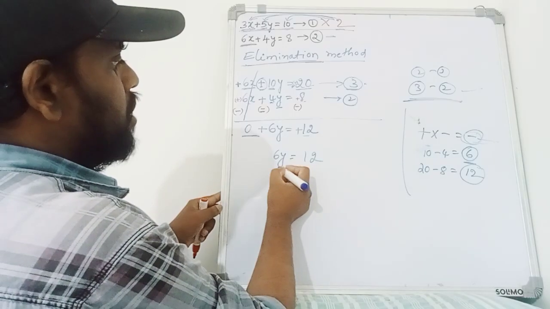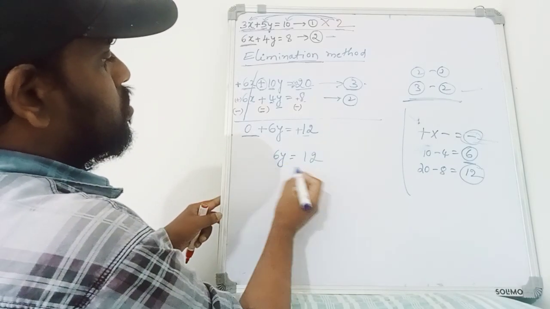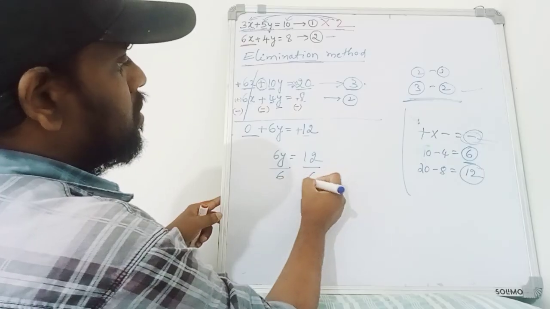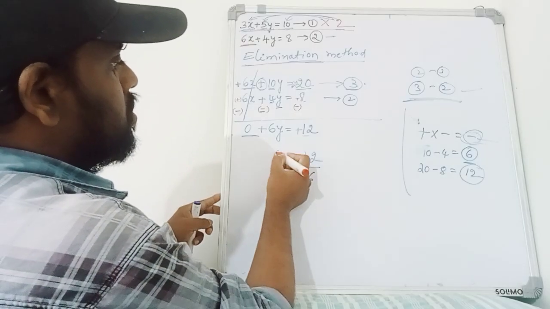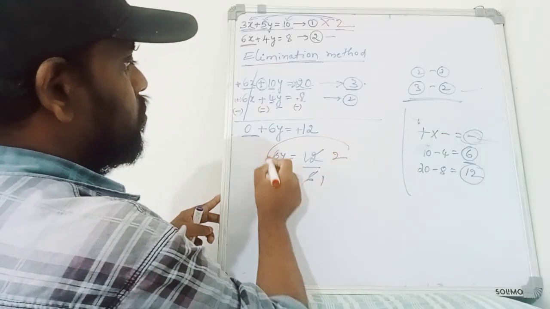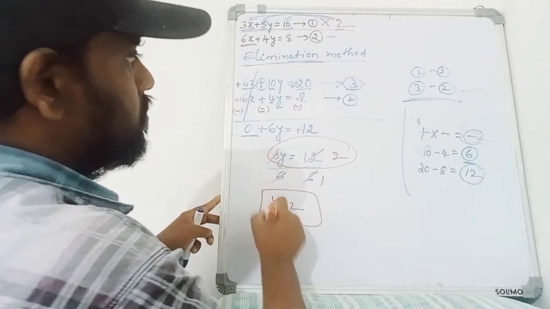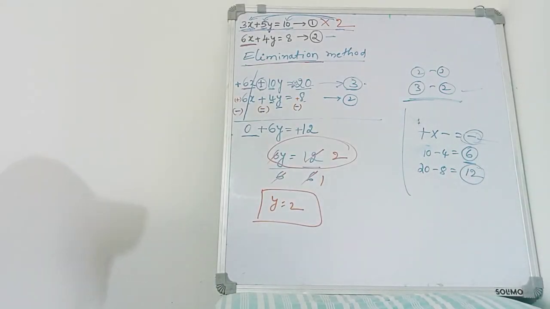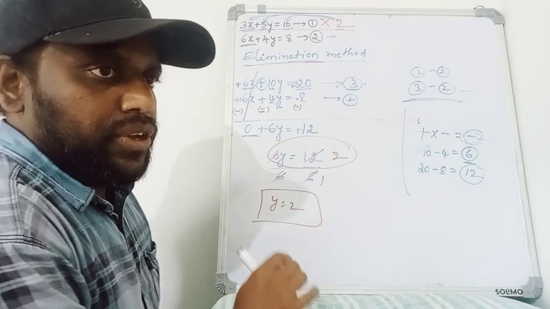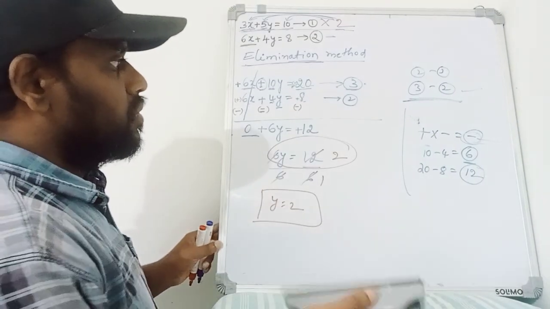Now we want the y value, so we have to remove this x. So divide both sides by x. Now this 6 cancels out, 6 ones are 6, 6 twos are 12. So now y is equal to 2. Yeah, so we got y is equal to 2. I hope you understood very well.